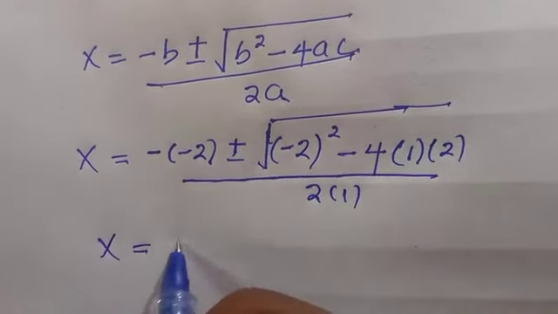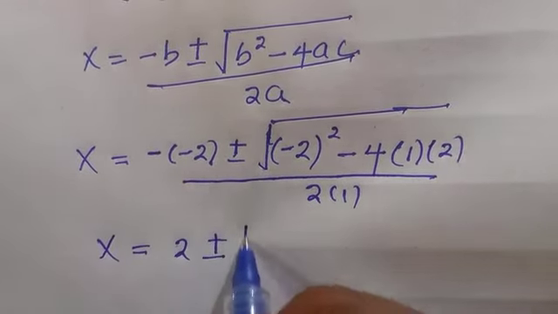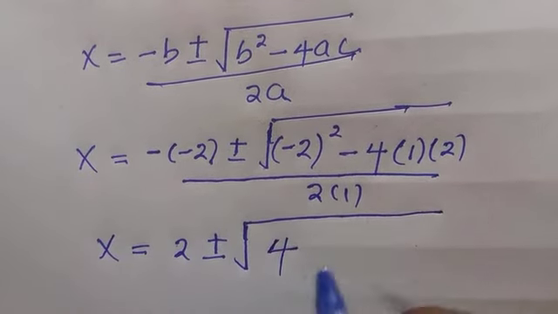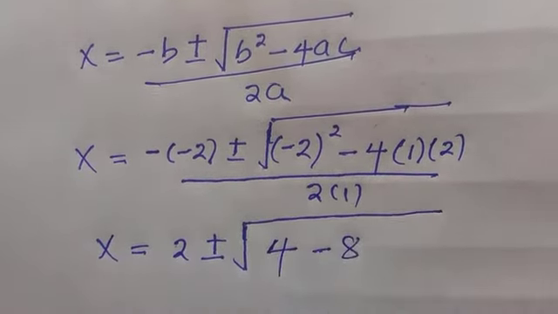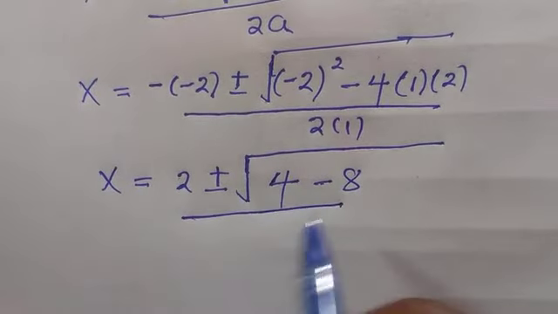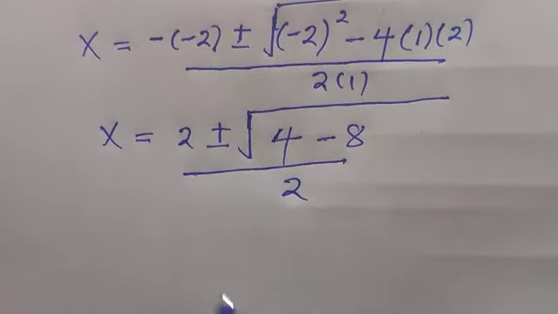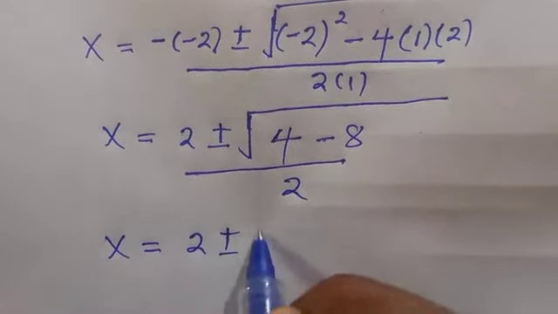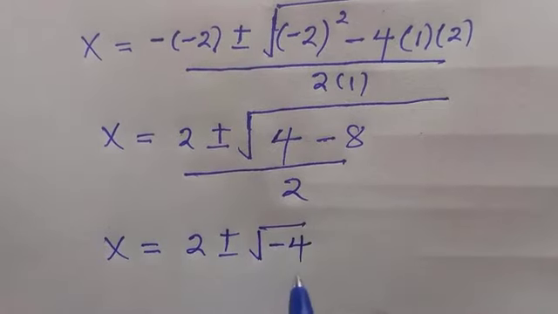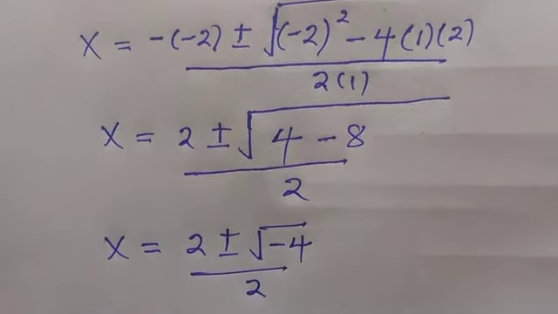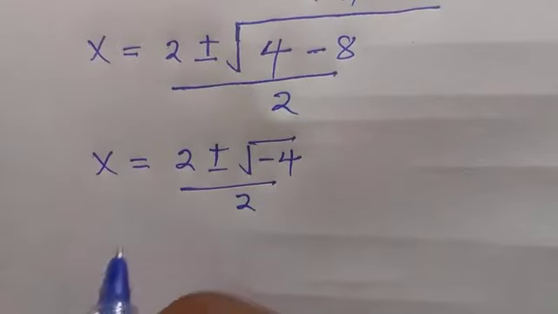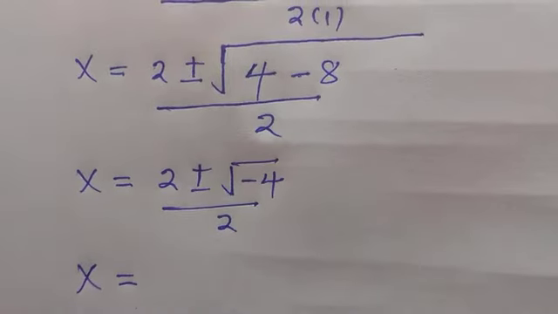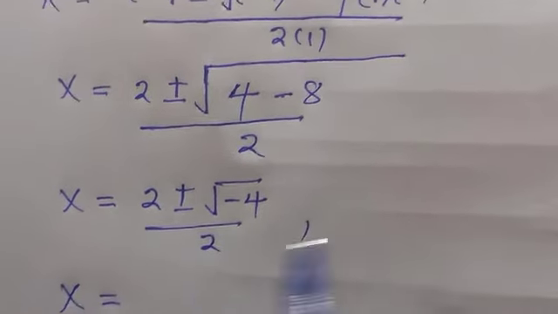And the next thing is we have x equals 2 plus or minus the root of, minus 2 squared is 4, and this is minus 8, all divided by 2. So we have x equals 2 plus or minus the square root of minus 4, divided by 2. And we have this root of minus 4. If you press it in the calculator, it gives an error.